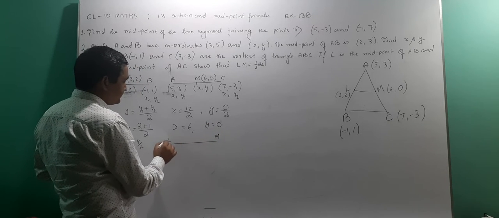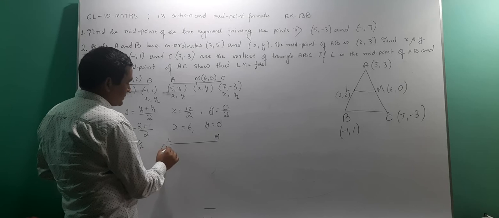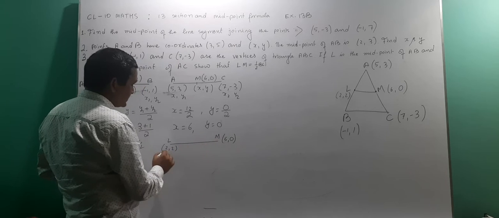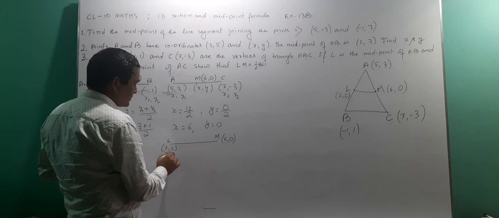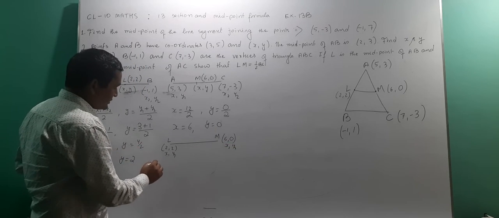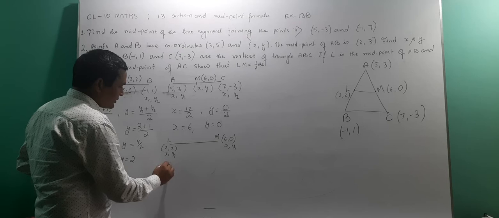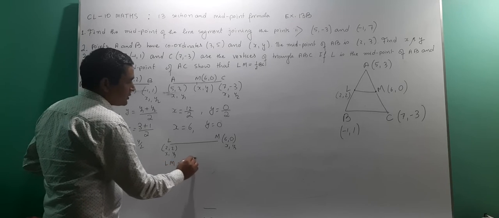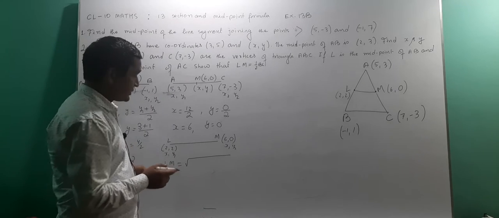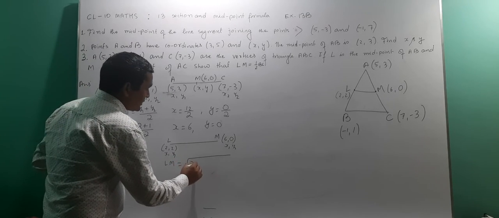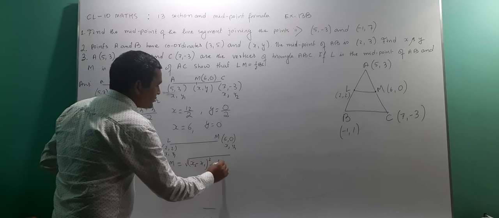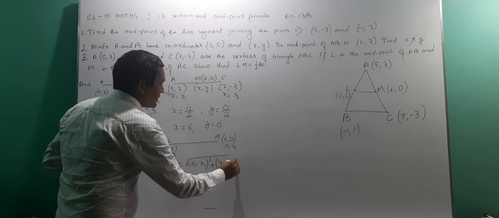L is (2, 2), M is (6, 0), and this is always marked x1, y1, x2, y2. Now, according to the distance formula, LM equals the square root of, we already discussed this formula in the previous exercise also, let me write here, (x2 minus x1) whole square plus (y2 minus y1) whole square.